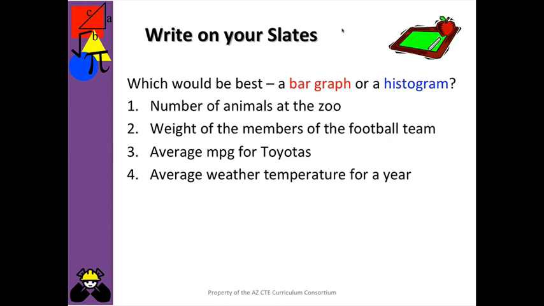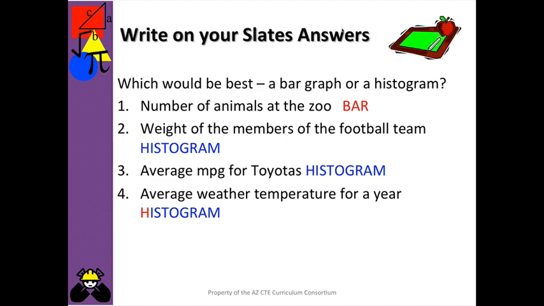Welcome back. Let's check. The number of animals in the zoo are the bar graph because it's not a range. We would have monkeys, we would have lions, we could have camels, but they're not a range. The weight of the members of the football team would probably be a range. We could have from 100 to 120 pounds, 121 to 130, and so forth.